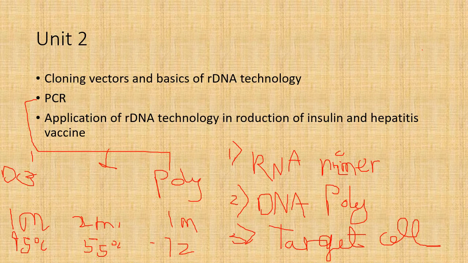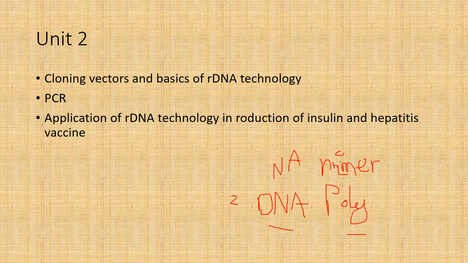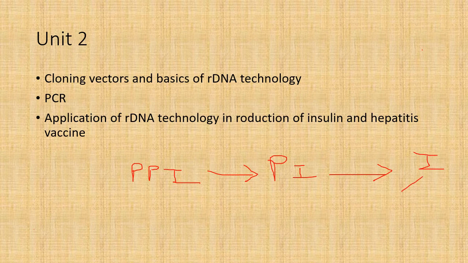Speaking about the application of rDNA, not that important, but yes, in vaccines and in insulin it is very important. Insulin is basically derived from pre-proinsulin, which gets converted into proinsulin, which gets converted into insulin finally. Insulin has two chains. It exists as a hexamer, but basically it consists of two chains, A chain and B chain. A chain has 21 amino acids, B chain has 30 amino acids. Together they constitute 51 amino acids.